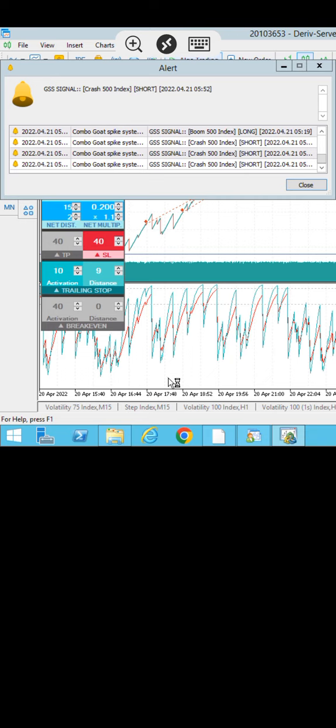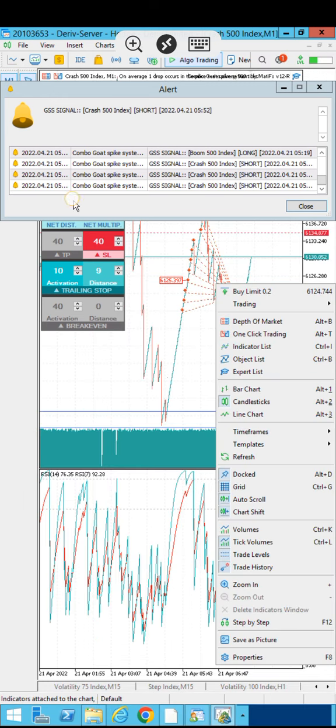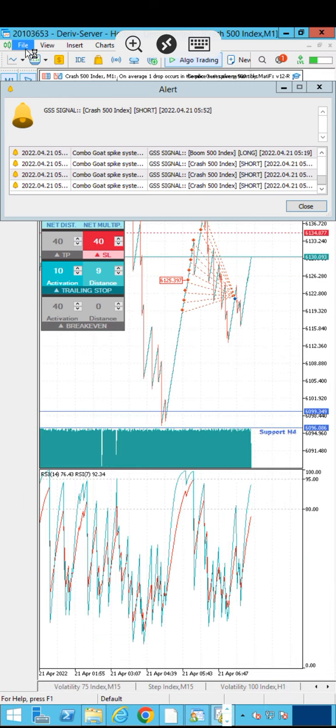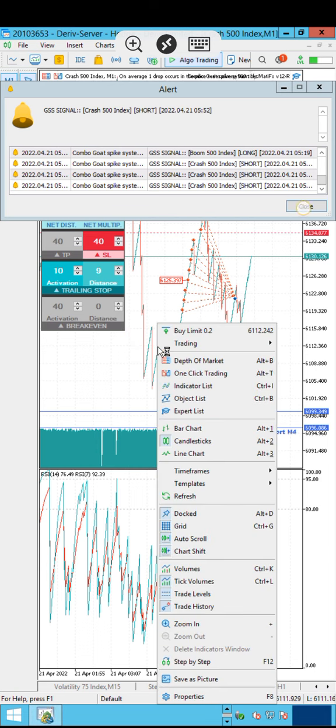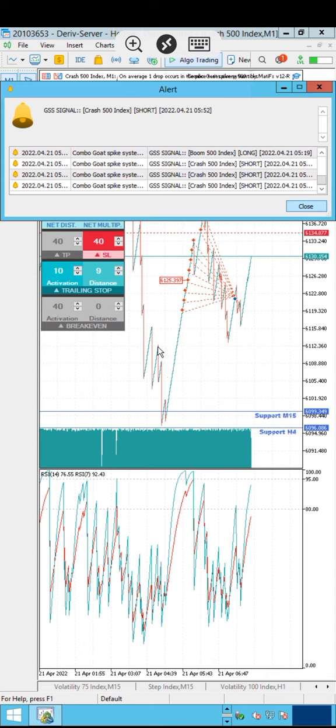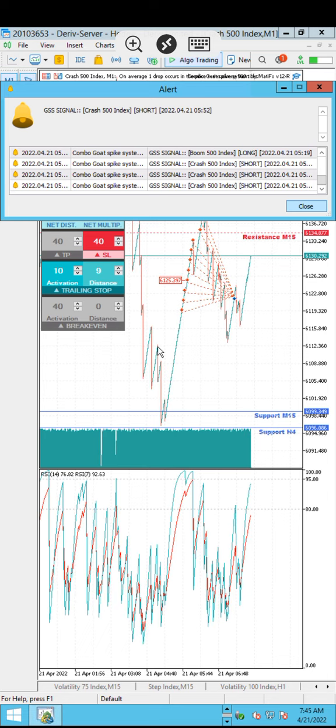I don't know what's the problem there. The VPS is not connecting. Okay, now that's all. Now the VPS is working. Look at the top, the account number. $20103653. This is the account number.